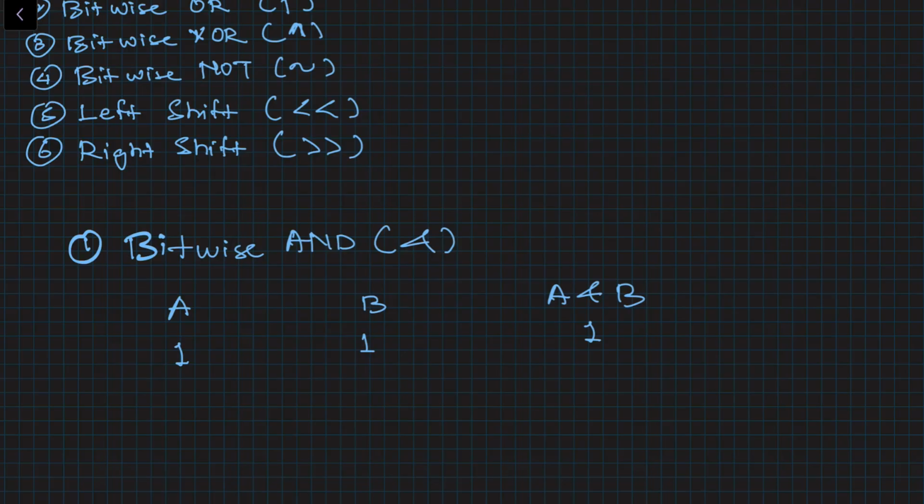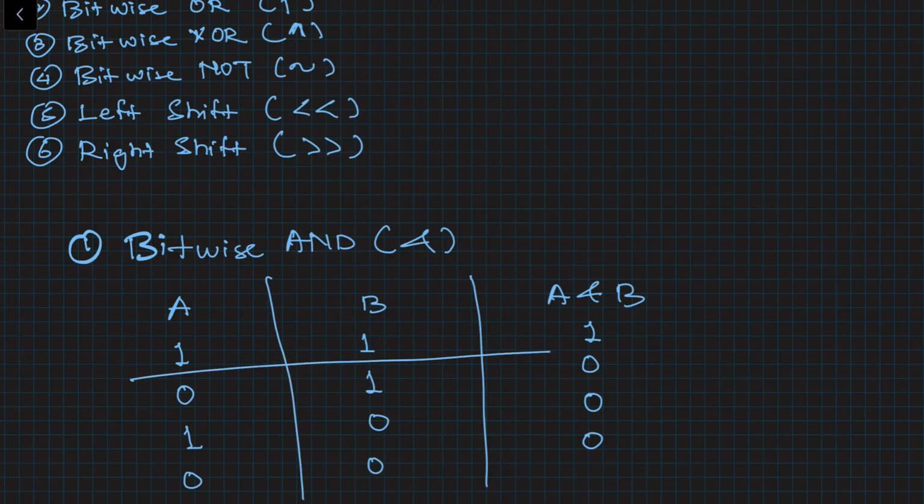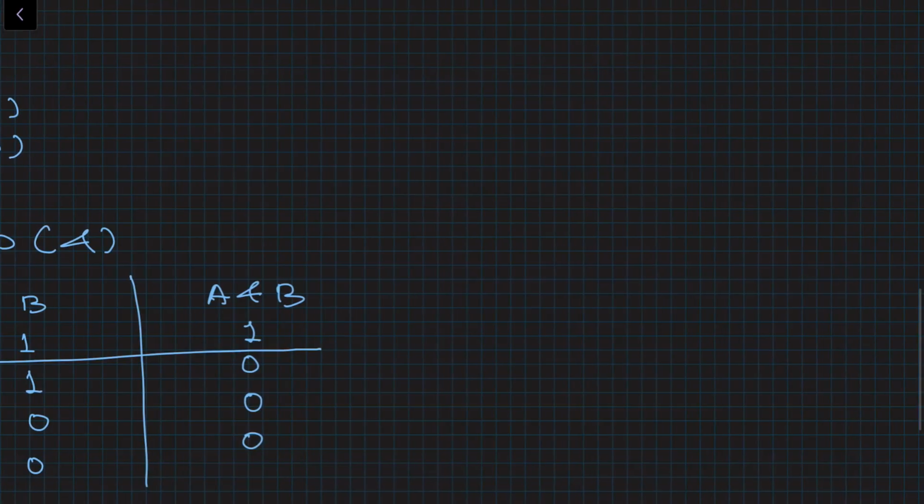Let's say the other condition, if A is 0 and B is 1, in that scenario if we perform an AND operation, it is going to return us 0. Let's say in another scenario where A is 1 and B is 0, then also it is going to return us 0. And if A is 0 and B is 0, then also it is going to return us 0. So this is the rule that the AND operation follows: both the bits must be set bits. Let's understand this with an example.